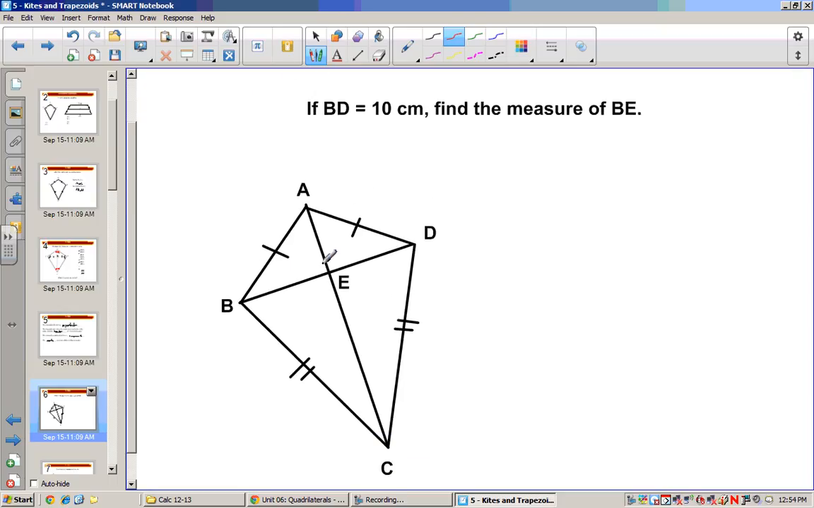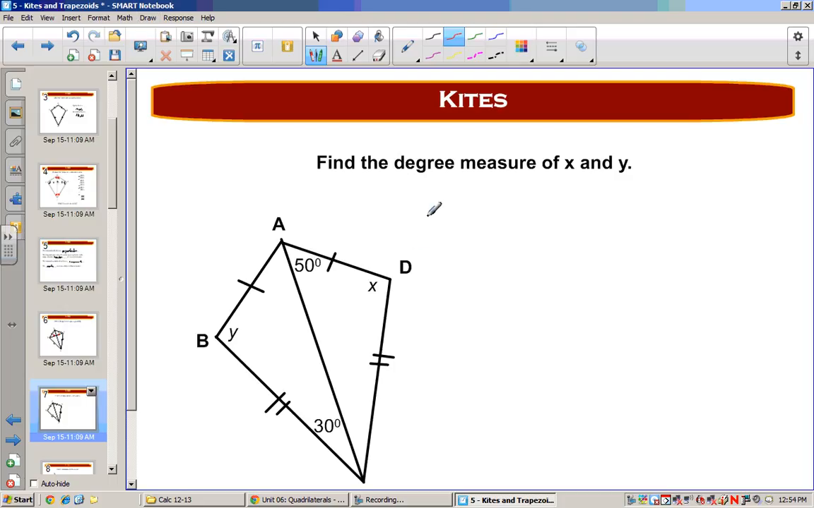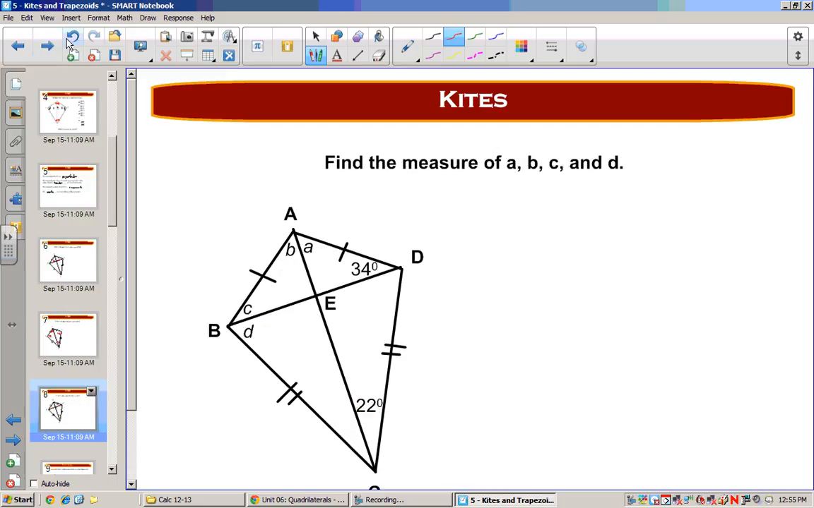If BD is 10, that means each of these is going to be 5. So the measure of BE is 5. Easy peasy. If we have these, we want to find the measure of x and y. And these use the property that this is the angle bisector. So if you know that, those are 50s, those are 30s. Add these up and you get 80. Subtract from 180, and each of these will be 100. Next one's a little bit more difficult.